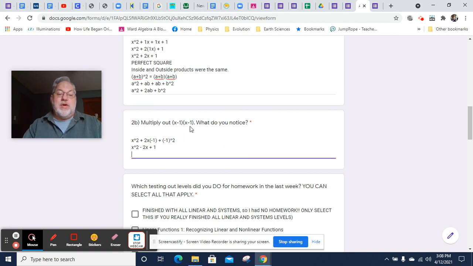If I say x minus 1 times x minus 1, I'll start off with an x times x. Then I'll have an x times negative 1, and a negative 1 times x. And then I'll have a negative 1 times negative 1, because that's negative 1 squared. Spread them out a little bit so the negatives aren't too confusing.